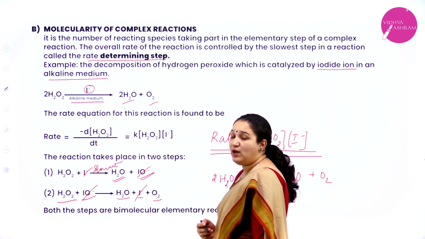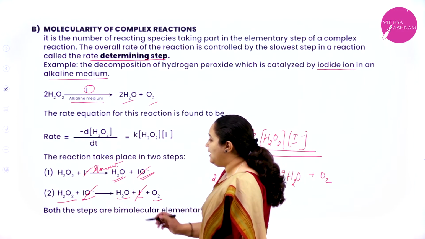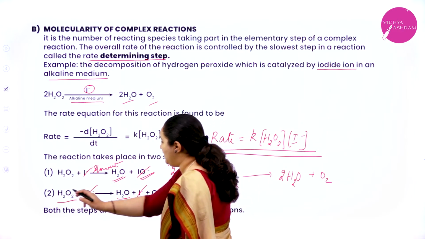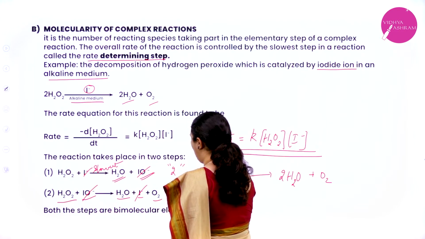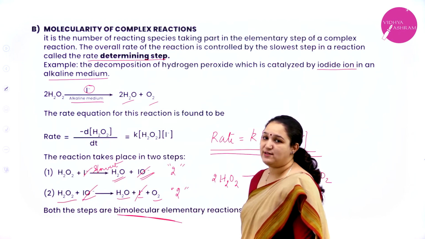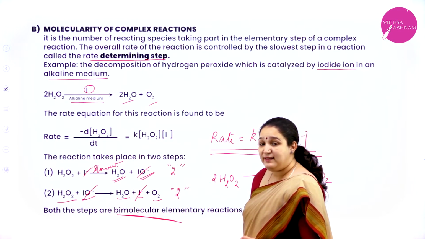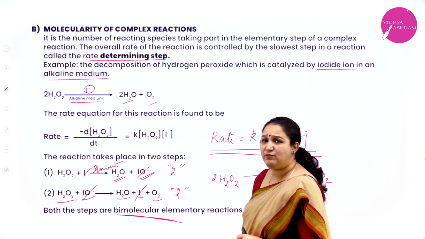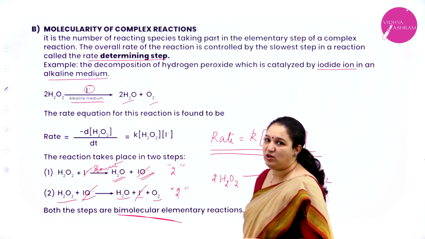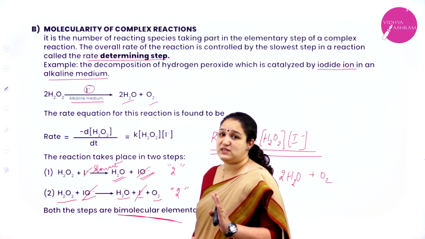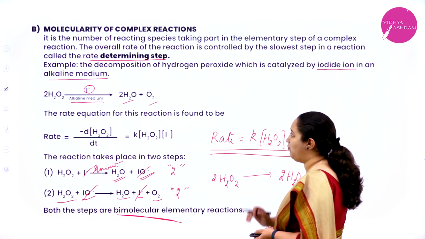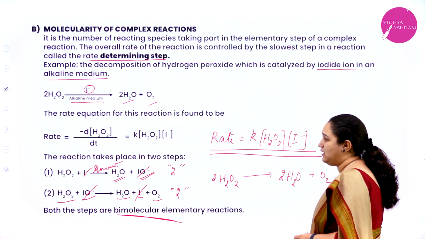Now if I talk about the molecularity of these two steps, here I have 1 plus 1, 2 molecules, so the molecularity will be 2 for this step. Here I have 1 plus 1, 2 molecules, so here also the molecularity will be 2. So both the steps are bimolecular elementary reactions. Okay, so I can tell the molecularity only for an elementary reaction. So in a complex reaction, for every step I can tell the molecularity, but for the overall complex reaction, we do not tell the molecularity. So I hope you have understood about molecularity of complex reactions.